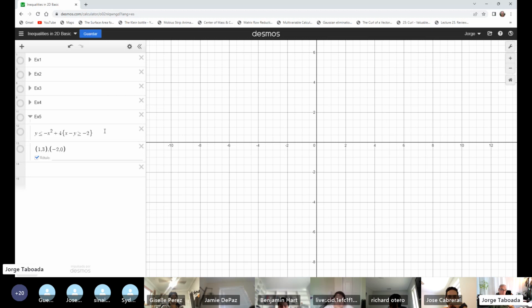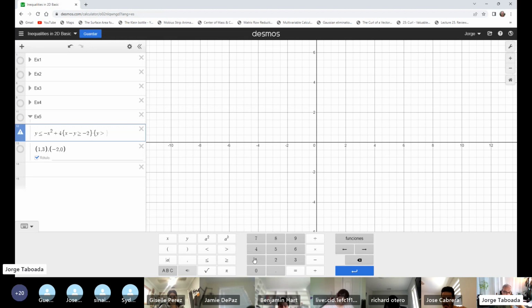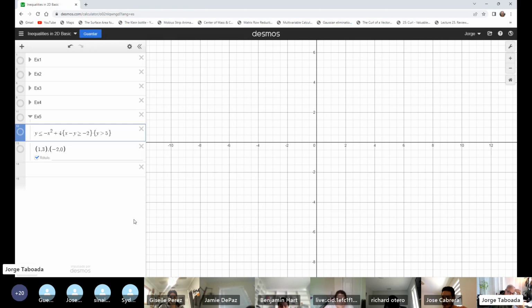Suppose example 5. In example 5, we have two inequalities, but I want to include one more: x minus y greater than or equal to minus 2. To include another is easy. You put a curly bracket, and you put y greater than 5. Let me use the keyboard for the decimals because it's easier. So actually, at this moment, I am trying to build one system that contains three inequalities. The first one, y less than or equal to minus x squared plus 4, which is absolutely non-linear, a parabola. And two more that are linear, x minus y greater than or equal to minus 2, and y greater than 5. And I want to see the solution of this system.